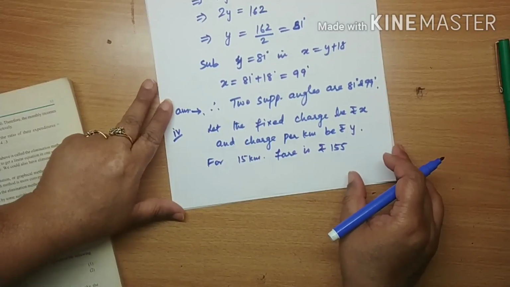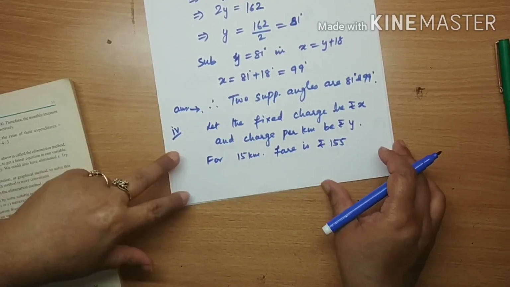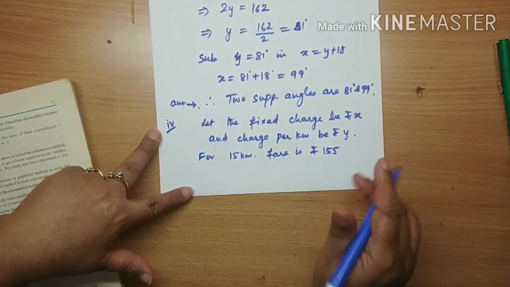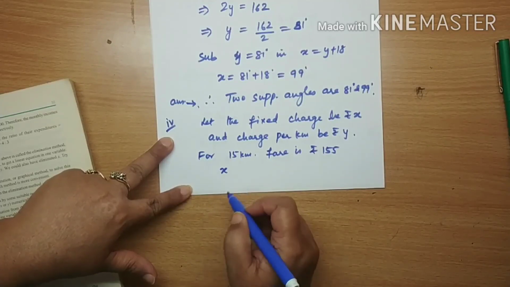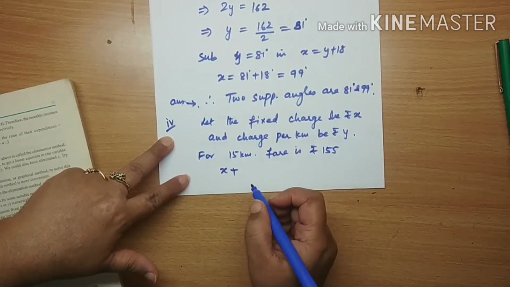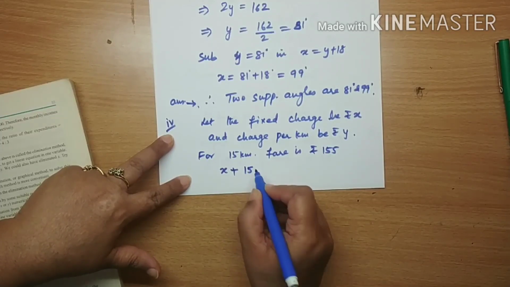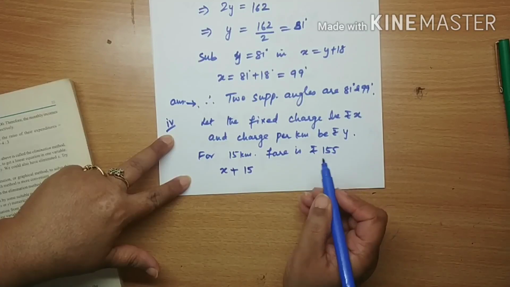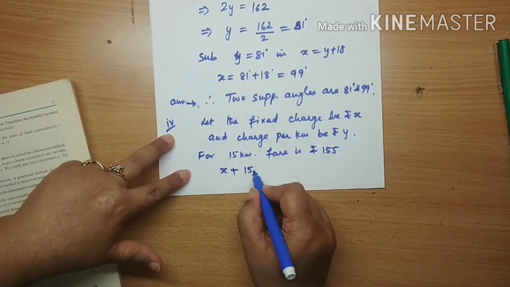Somebody paid rupees 155 for a journey of 15 kilometers. So for 15 kilometers, if you are paying rupees 155, what will be the equation? Fixed charge plus charge per kilometer. How many kilometers did we travel? 15 kilometers. So if we are paying Y rupees for 1 kilometer, then for 15 kilometers, it is 15Y.